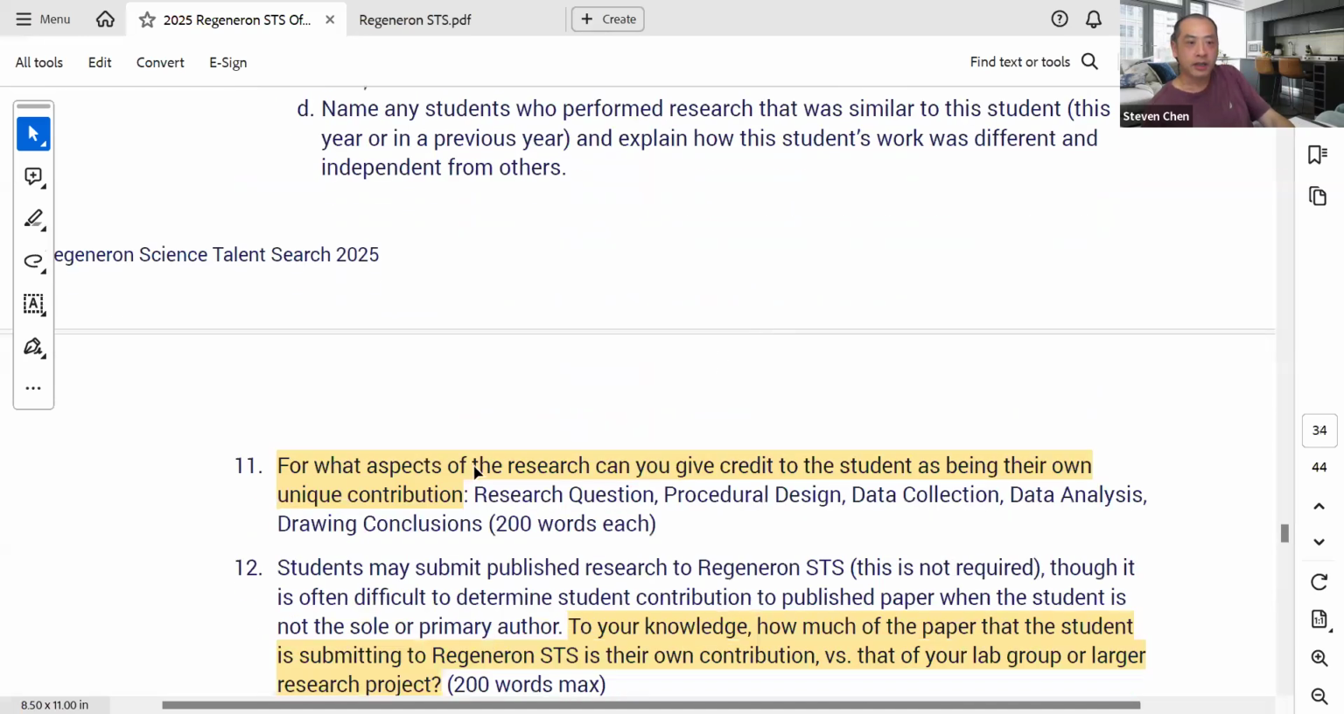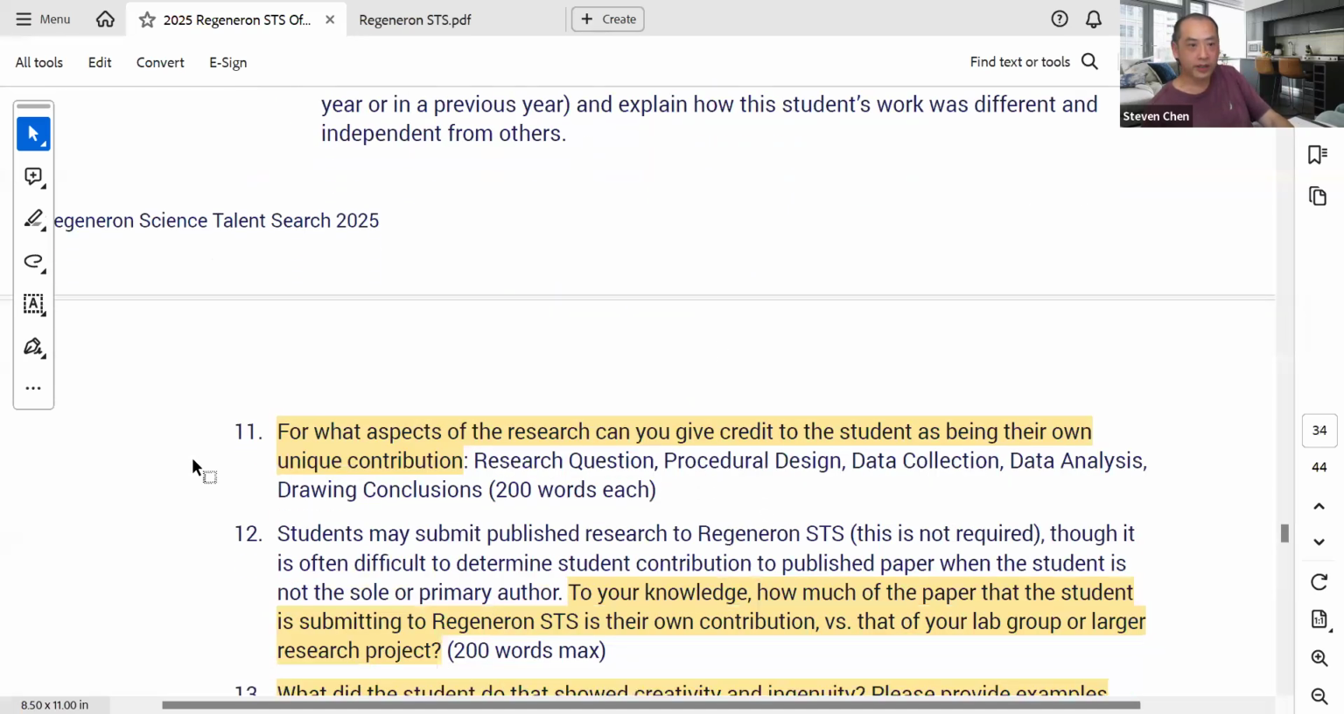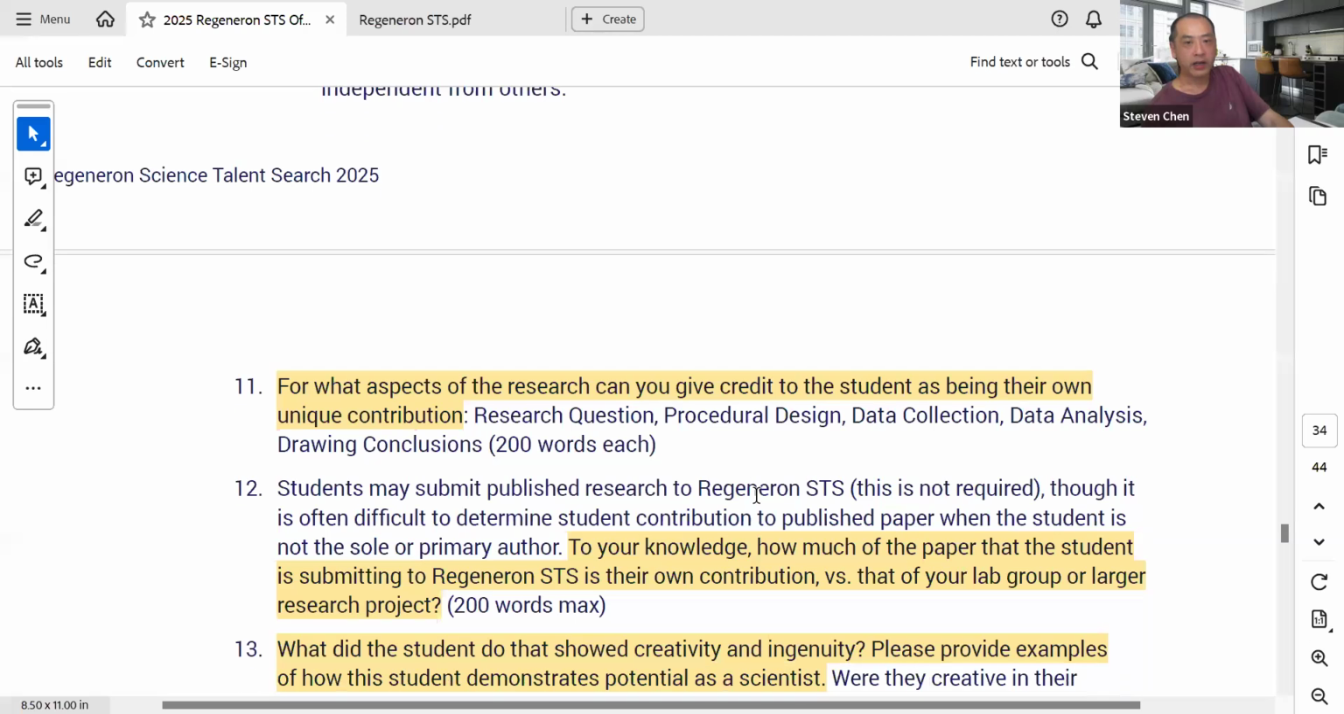Okay. And next, right? For what aspects of research can you give credit to the student as being their own unique contribution? Okay. So I know there are some students who did great publications, but most tasks were done by the mentors or by other people in the lab, like some postdocs or PhD students. But students just did some basic stuff, like for instance, using a spreadsheet to clean data, right? So probably this is not a strong case. Okay.